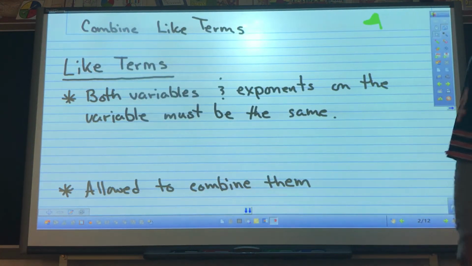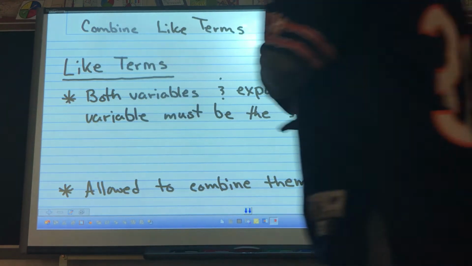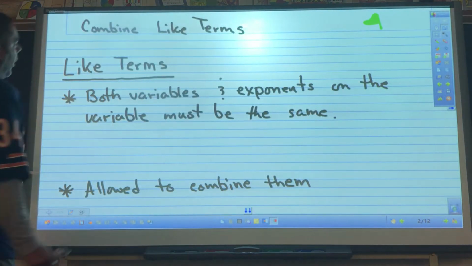All right, today, my young grasshoppers, we are going to continue with chapter 1. We're going to be talking about simplifying. So 2 parts, combining like terms, which we'll start with first, and also the distributive property.